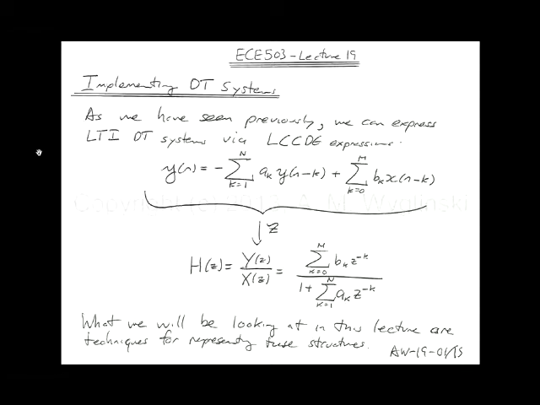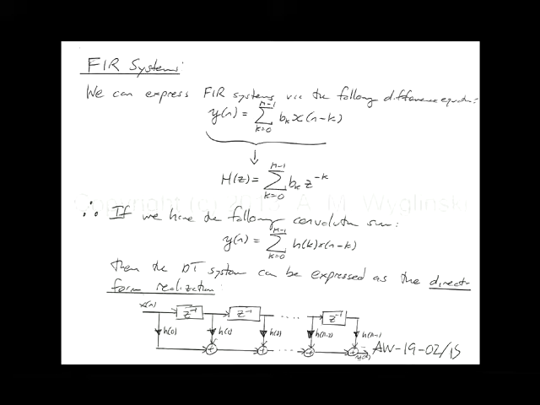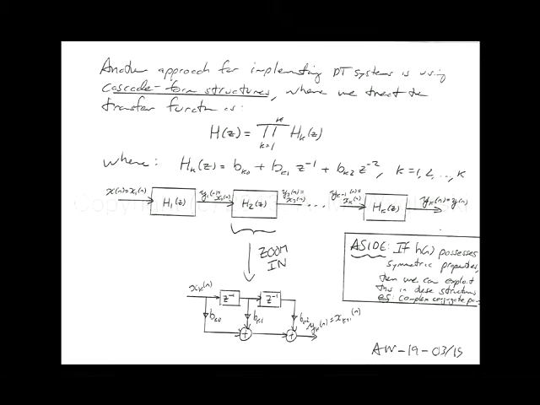Okay, so we saw the LCCDE, the linear constant coefficient difference equations. And this is actually the premise for all things FIR and IIR, right? So we saw this guy, and if we take the Z transform, we get this expression. This is a rational representation of our transfer function that consists of a polynomial in the numerator and a polynomial in the denominator in terms of Zs, right? And we saw how we can get direct form 1, direct form 2. We saw how we can get these tap delay line realizations, right?